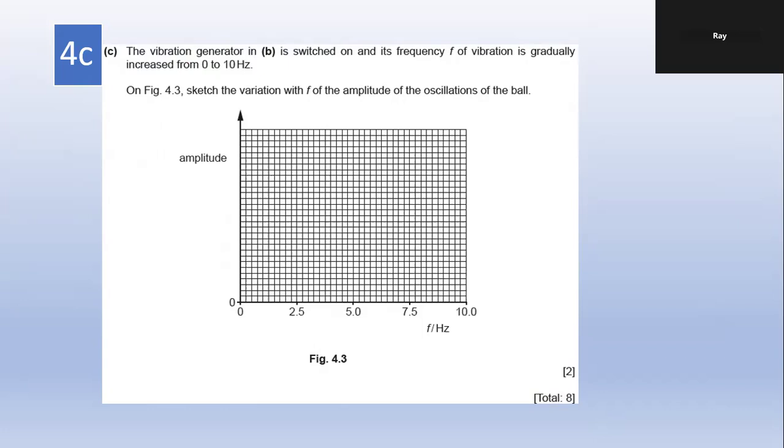This is a simple harmonic motion. Question 4. The vibration generator in B is switched on and its frequency F of vibration is gradually increased from 0 to 10 Hz. Sketch the variation with F of the amplitude of the oscillation of the ball. First, we have to determine the resonance frequency, which we have determined earlier, in the previous question.